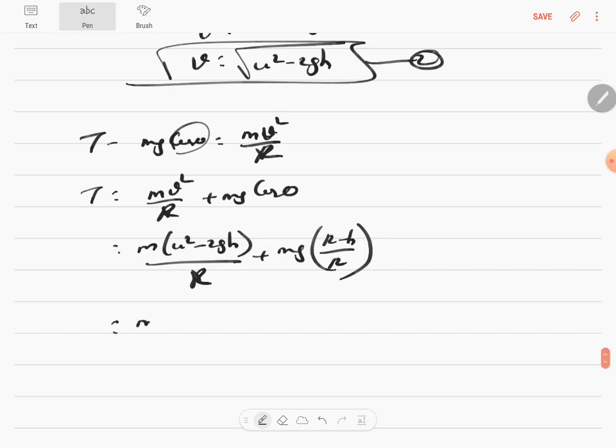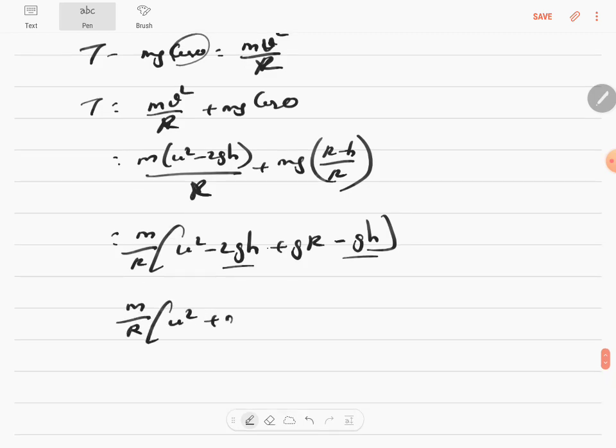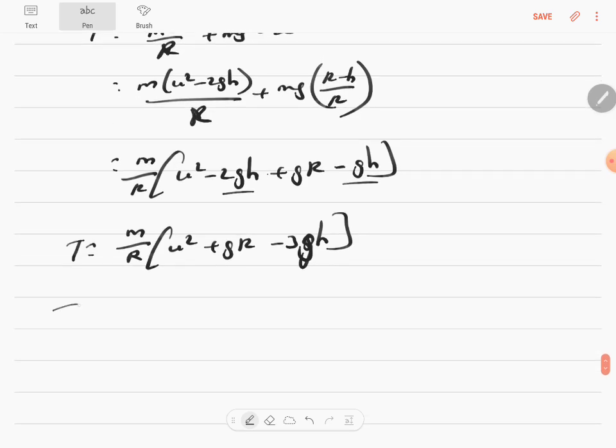So you can take m by r common. You have u square minus 2gh plus m by r has been taken common, plus gr minus gh. So this and this will add up to minus 3gh. So m by r into u square plus gr minus 3gh is a very important formula for tension in the string at any instant. Now, tension at the lowermost point.